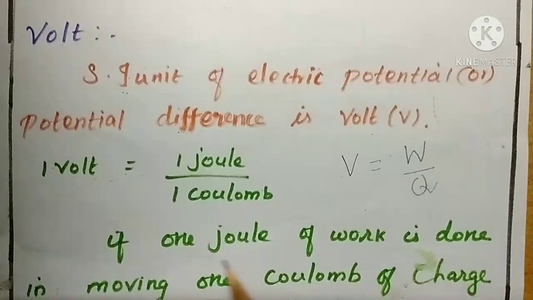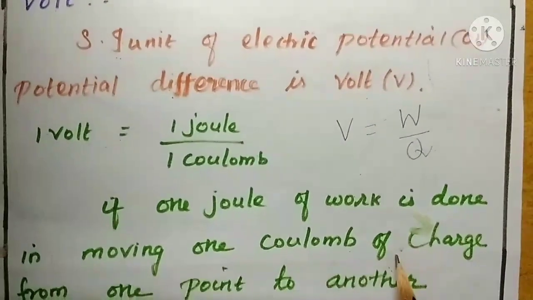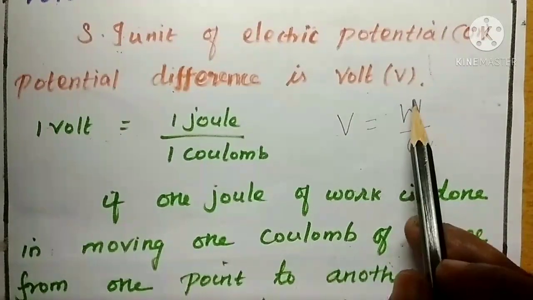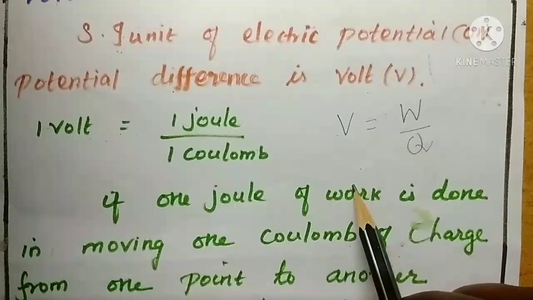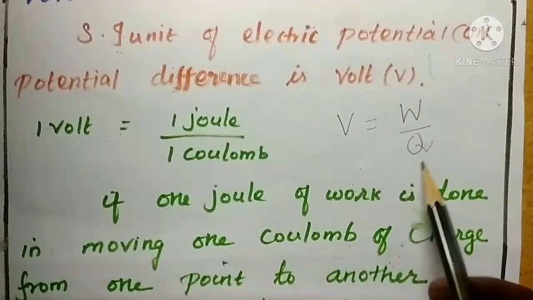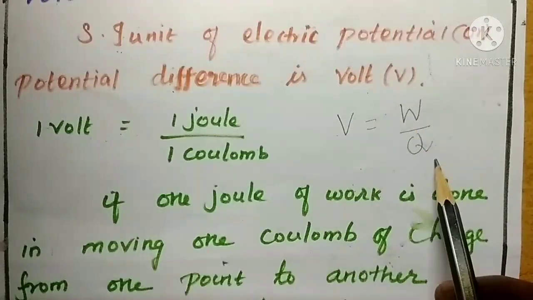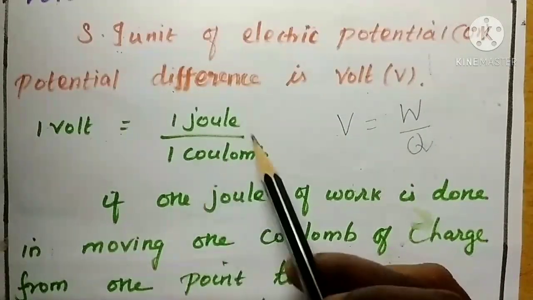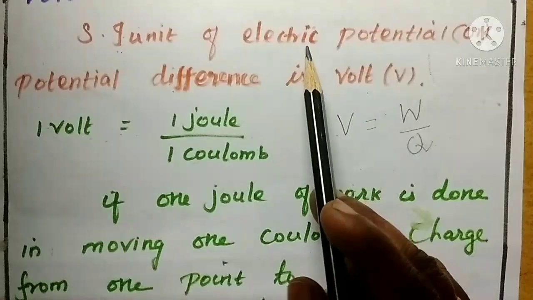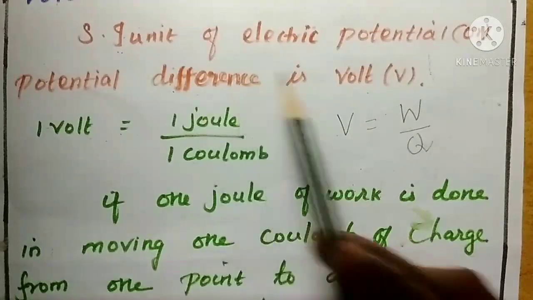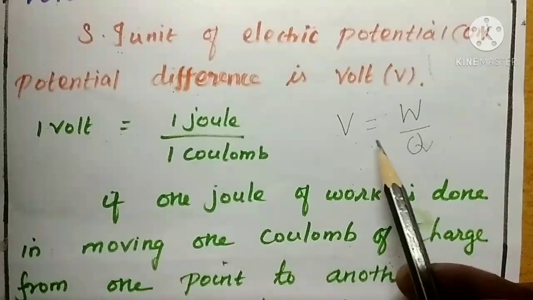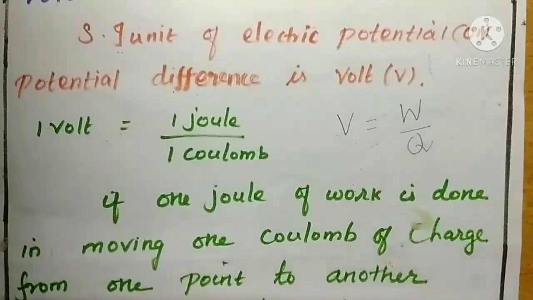Here we can see the definition. If 1 joule of work is done in moving 1 coulomb of charge from one point to another, how much work are we doing? 1 joule of work. How much charge are we moving? 1 coulomb of charge. So that is defined as 1 volt. Have you all understood? What is the unit of electric potential or potential difference? Volt. So this formula we have to use to do the problems. Keep this in mind.